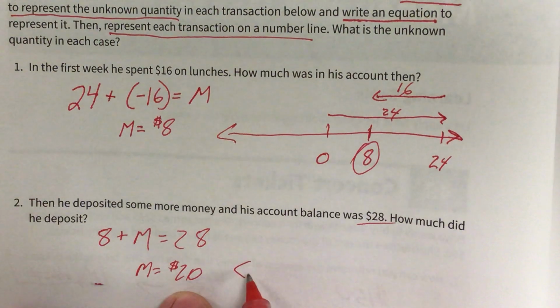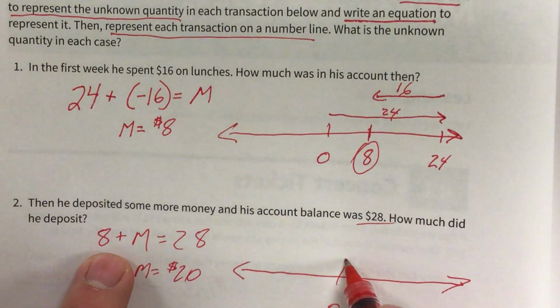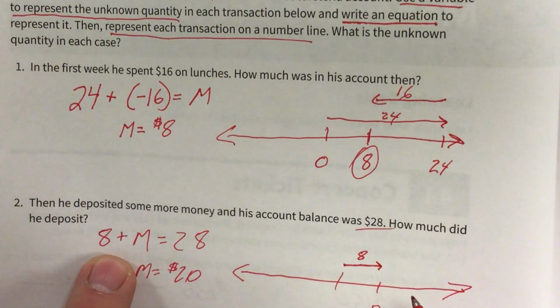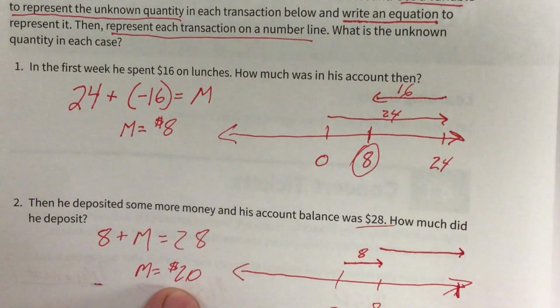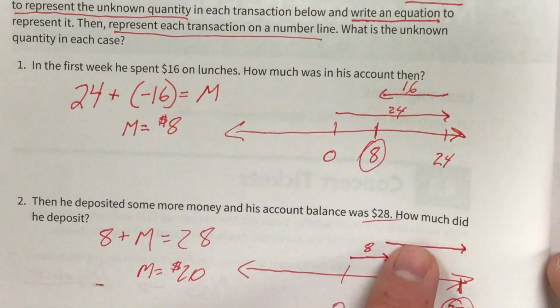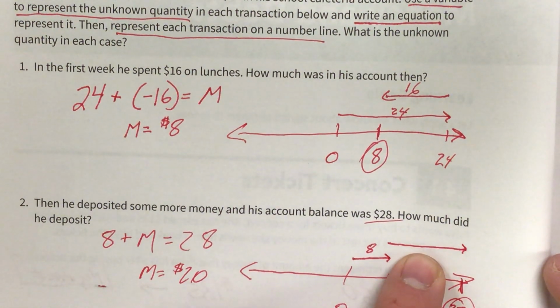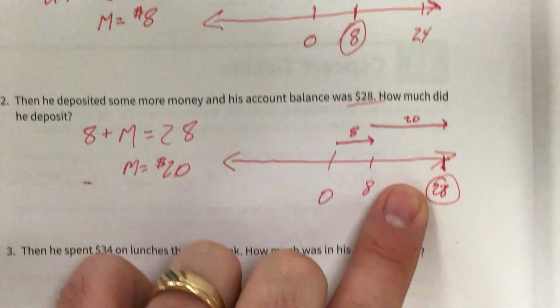Okay, what would my number line look like for that one? Well, I go right 8. Then I go right, I don't know how far, and I end at 28. So my number that I found goes above this arrow, which we now know is 20 bucks.